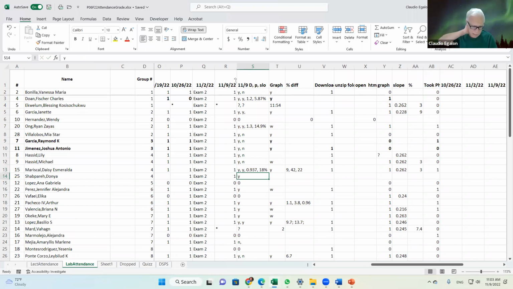Donia, did you plot the graph, Donia? Same answer. Okay, same answer. Okay, good. Should be right because you all have the same data. Okay, Anna is not here. Jennifer, did you plot the graph, Jennifer? Yes. Okay, good. Did you get the slope? What's the slope that you got?